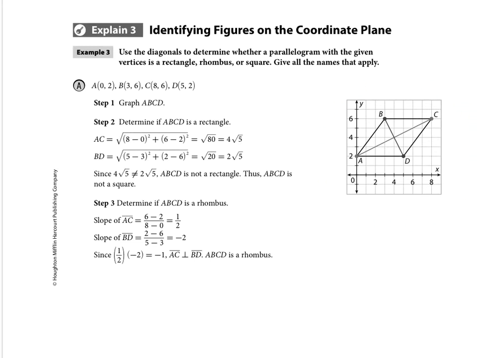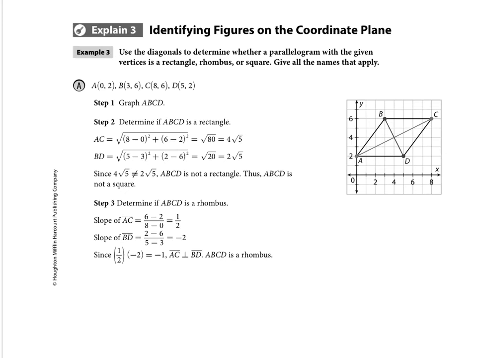And so if it's going to be a rectangle, first we're going to determine, are the diagonals the same length? So length is our distance formula, and as we calculate our distance formula for AC, we get 8 minus 0 squared plus 6 minus 2 squared. And as we go ahead and calculate that, we've got 64 plus 16, which gives us 80, and simplifying that to simplest radical form, we get 4 radical 5 there.